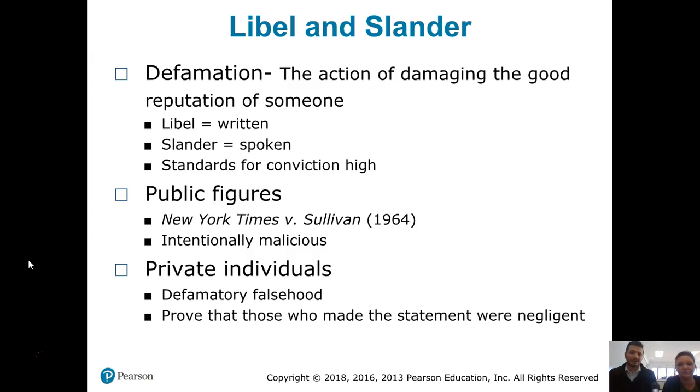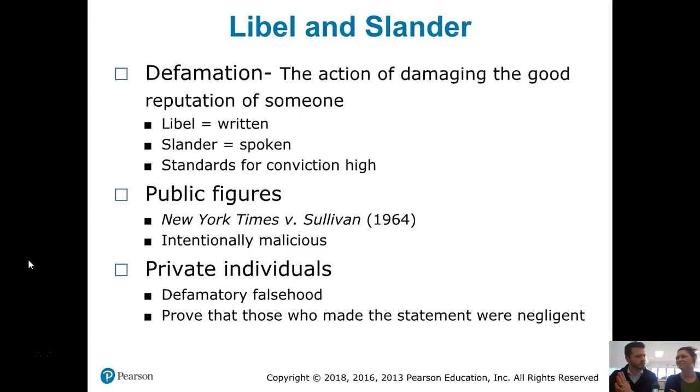Oh well. All right, so going back to libel and slander, we have to know what defamation is first. This is the action of damaging the good reputation of someone. Libel is when these lies are written. Slander is when they are spoken. And the standards for conviction are very high, especially for public figures. In New York Times v. Sullivan in 1964, they decided that the person doing the accusing had to prove that whoever was doing the lying was being intentionally malicious. And that's really hard to prove.